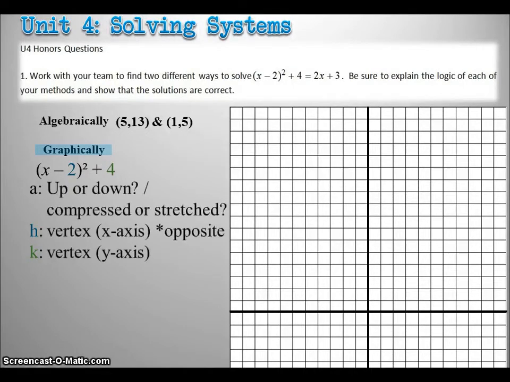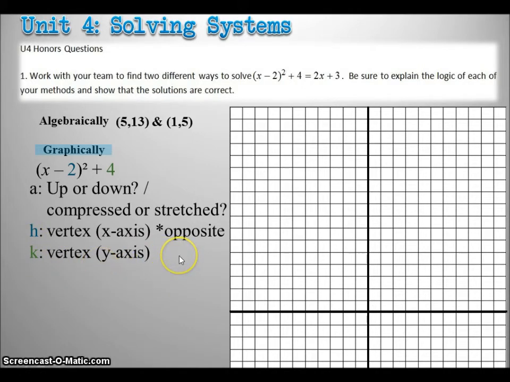Well, a, h, and k manipulate the quadratic equation. Excuse me. So a tells us if the parabola is going to face up or down, and it tells us if the parabola is going to be compressed or stretched. Now h relates to the vertex on the x-axis, and I have a little note here that says opposite because when plotting h we must plot the opposite of h. So here we have -2, but if we plotted h it would be +2. So here, moving on, here's k, and k also relates to the vertex but on the y-axis.